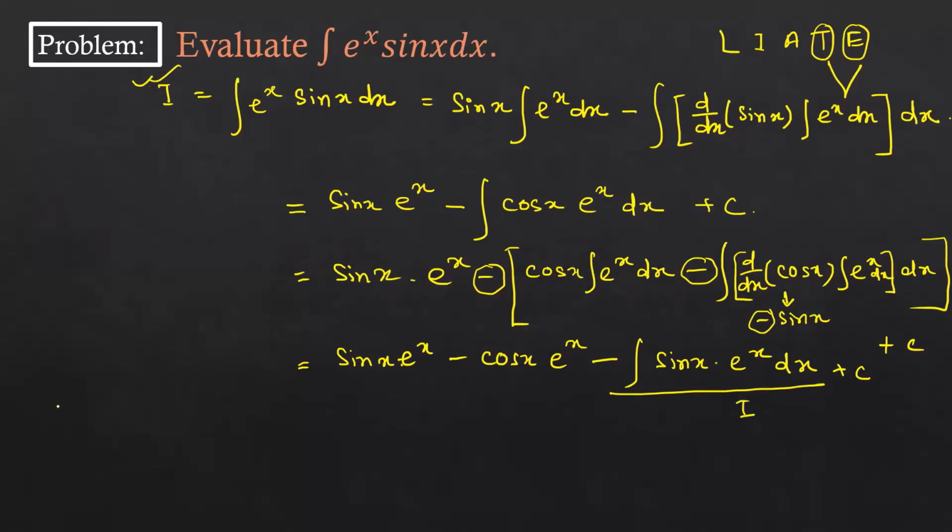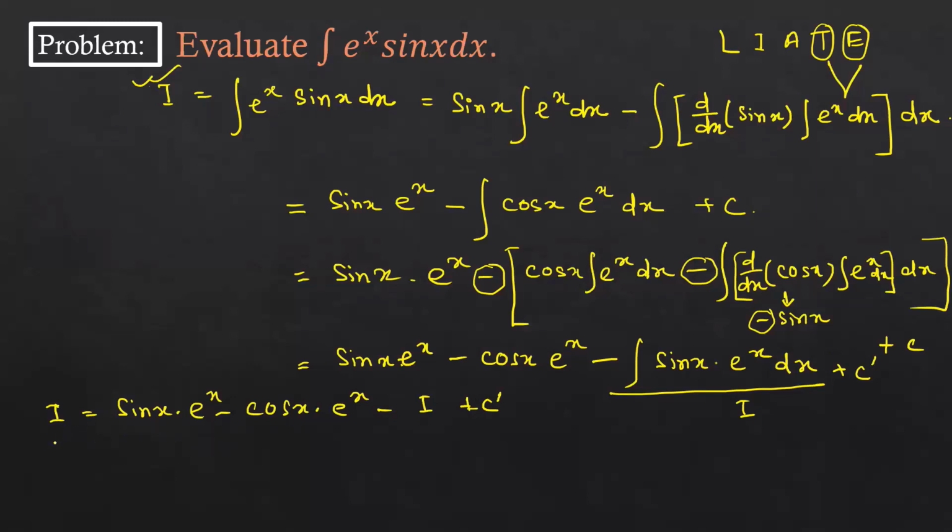Okay. So now we got that I is equal to sine of x into e to the power x, minus cos of x into e to the power x, minus I, plus an integrating constant c. We change that integrating constant to c prime because there is another integration.